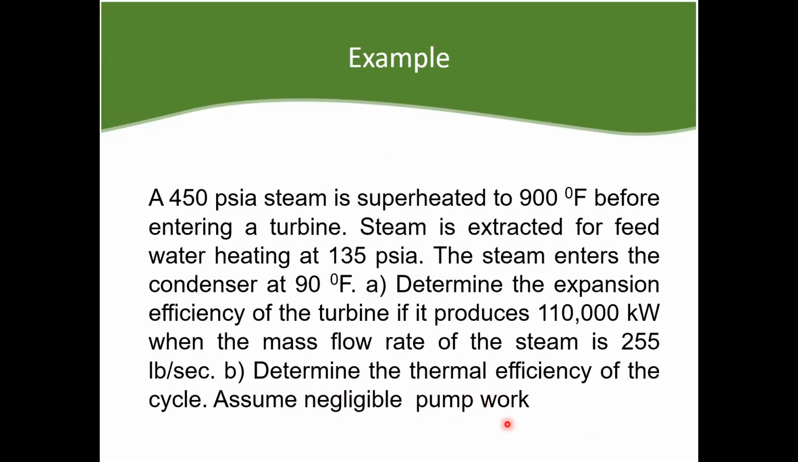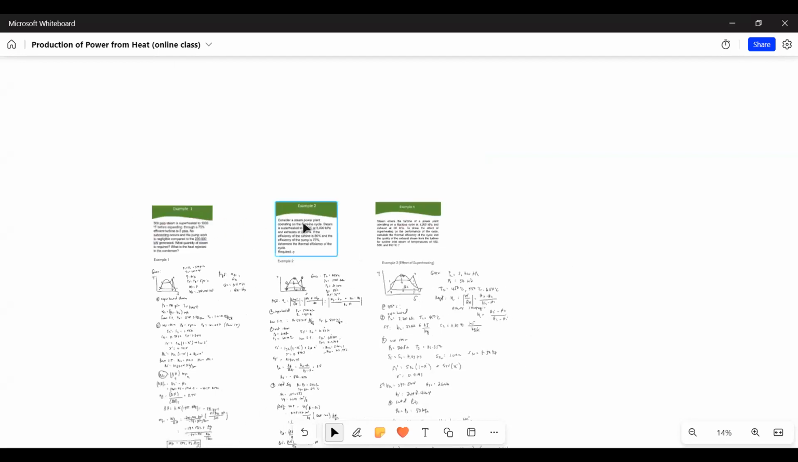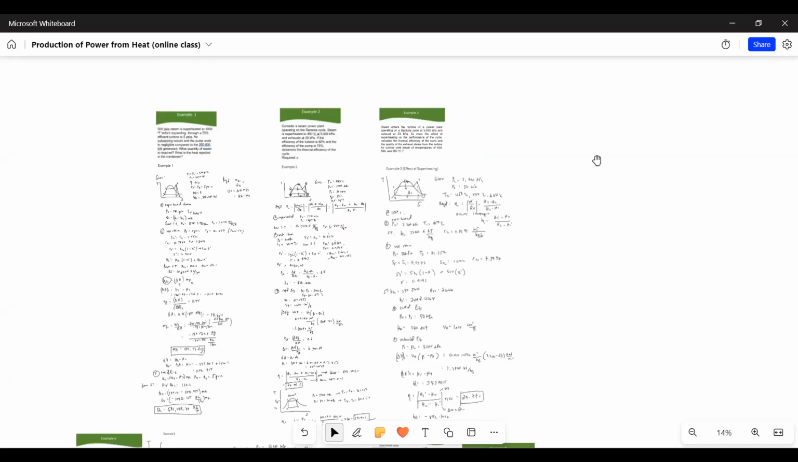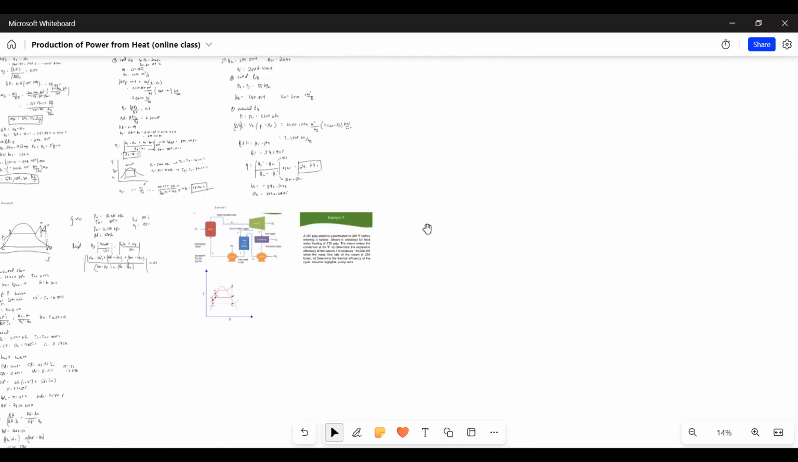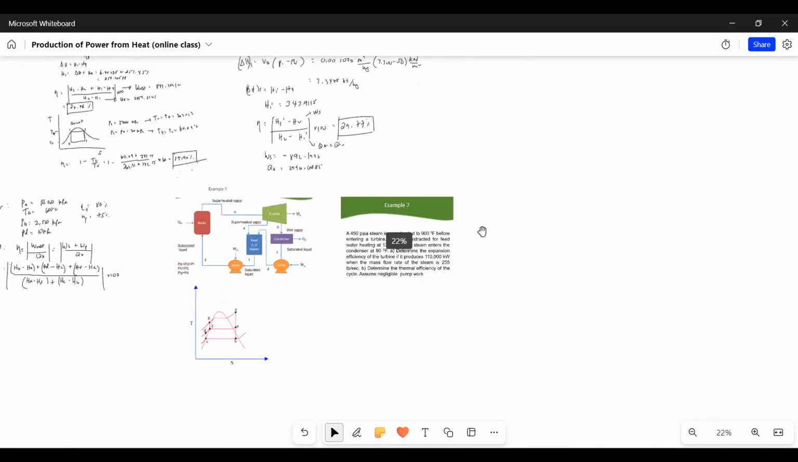Assume negligible pump work. Okay, so let's try to solve the problem. By the way, I will be sharing this image to you, the whiteboard, and I also copy pasted the problem for each of the solutions. So don't mind the numbering of the sample problems. I missed some of the numbers. Just don't mind it. So let's try to solve example 7, which is Rankine cycle with regeneration.